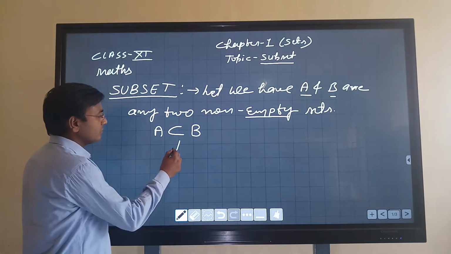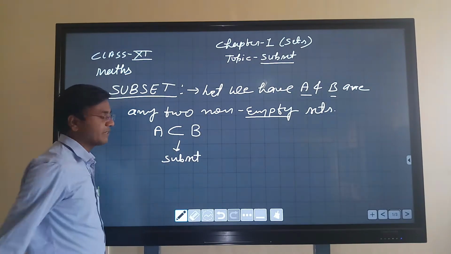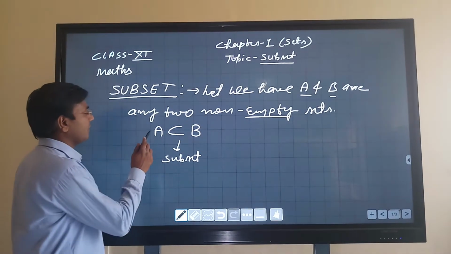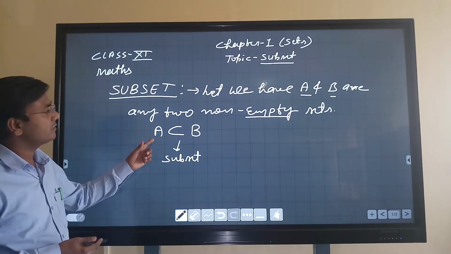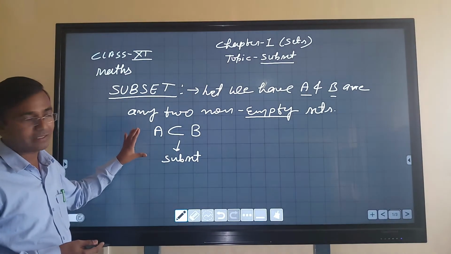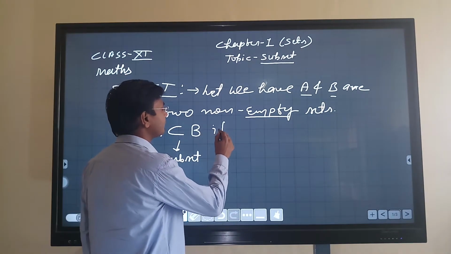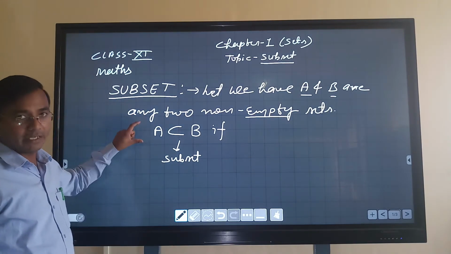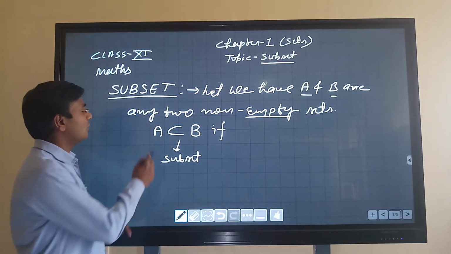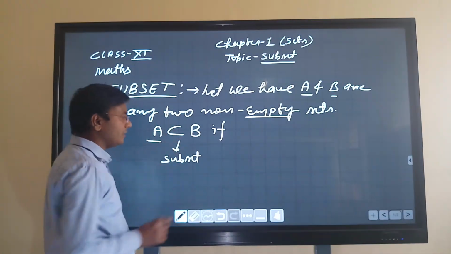Then the symbol represents the symbol of subset. Then A is a subset of B. We will read it as A is a subset of B if all elements of set A are also the elements of set B.